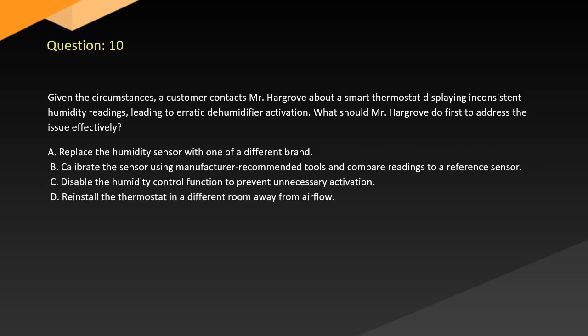Question 10. Given the circumstances, a customer contacts Mr. Hargrove about a smart thermostat displaying inconsistent humidity readings, leading to erratic dehumidifier activation. What should Mr. Hargrove do first to address the issue effectively? A. Replace the humidity sensor with one of a different brand. B. Calibrate the sensor using manufacturer-recommended tools and compare readings to a reference sensor. C. Disable the humidity control function to prevent unnecessary activation. D. Reinstall the thermostat in a different room away from airflow.